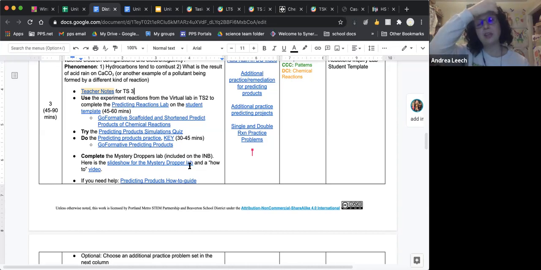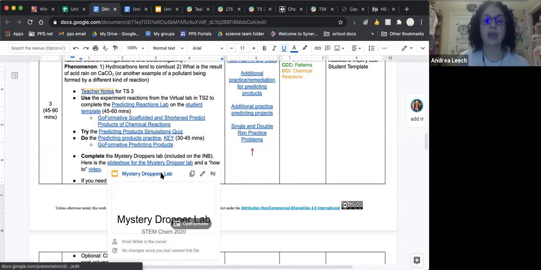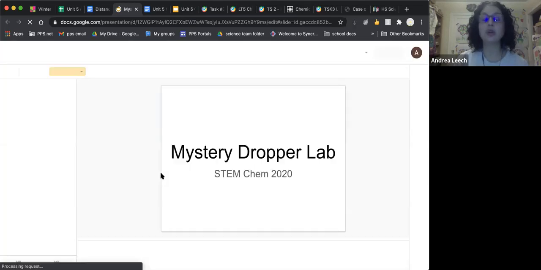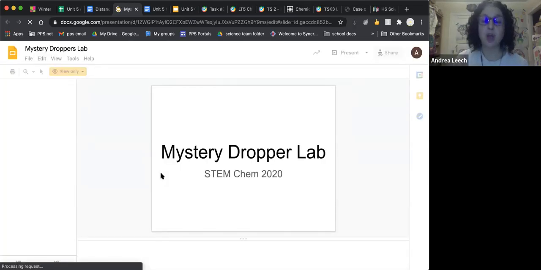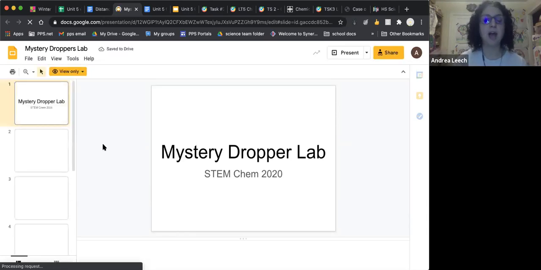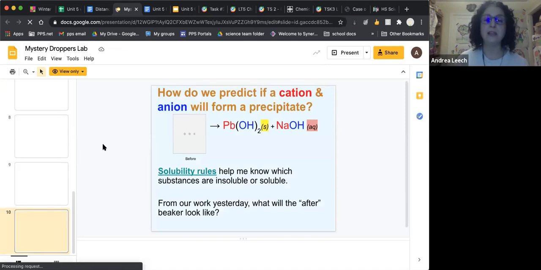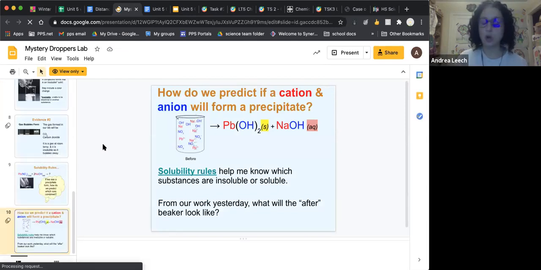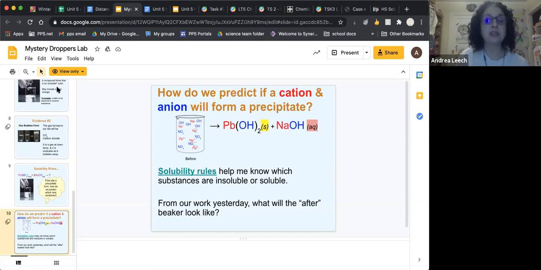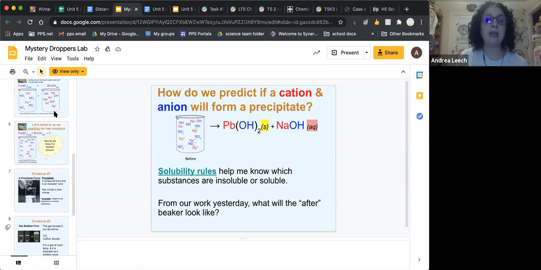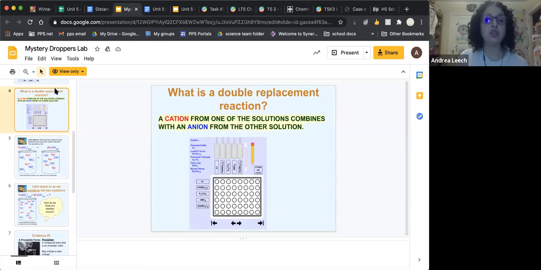Afterwards, another activity you can have them do is this mystery droppers lab. I'll pull up the slideshow for that, and then I'll show you what the lab looks like. In the mystery droppers lab, they're doing what we would have done in a live classroom. A lot of people have done this lab in the past, where you make a little matrix with well plates and you drop little droplets into the well plates. So this relates what happened in that predicting products lab to these well plates.